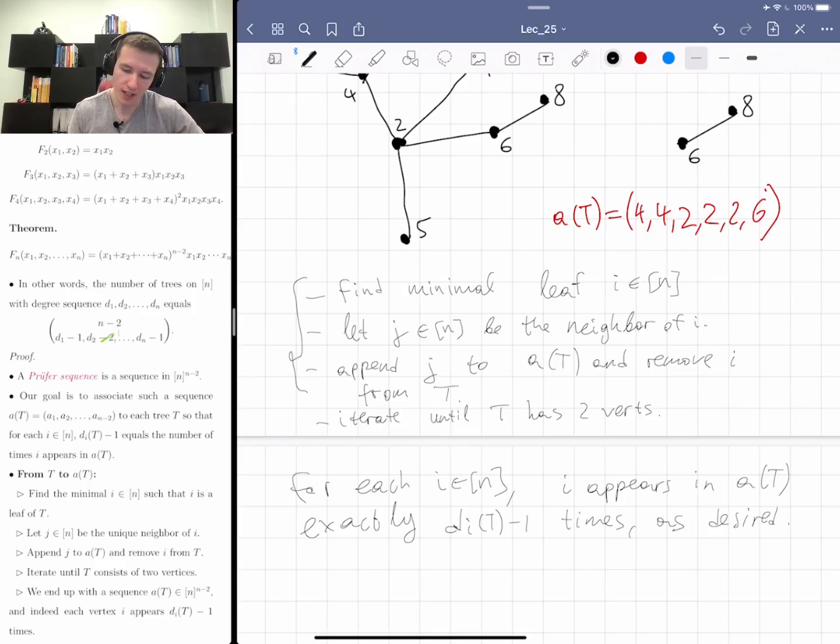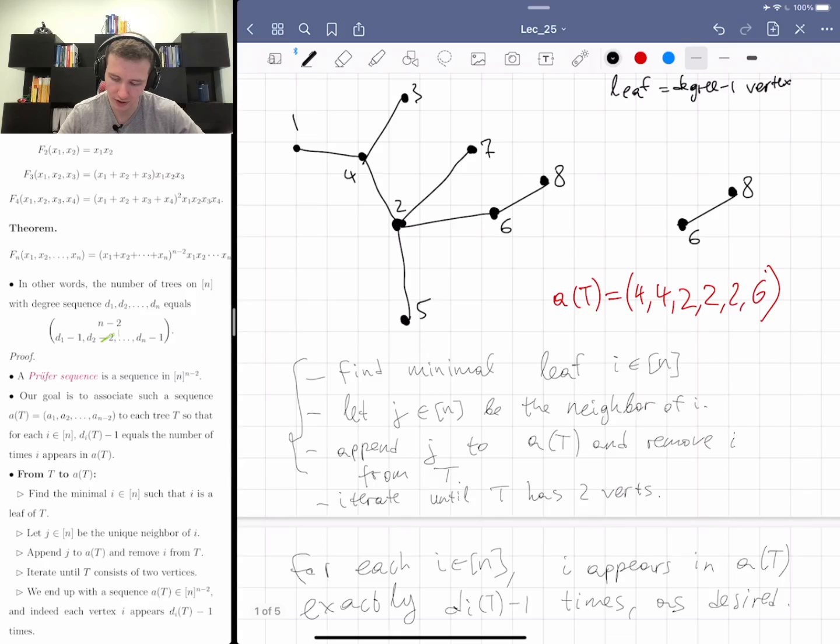This algorithm is very easy, and the hard part is to show that it works, so that it gives us a bijection. So how do I prove that it's bijective? By the way, it's also clear that this sequence has the correct length, n minus 2, and each entry belongs to bracket n. So the fact that the sequence is a Prüfer sequence is clear.